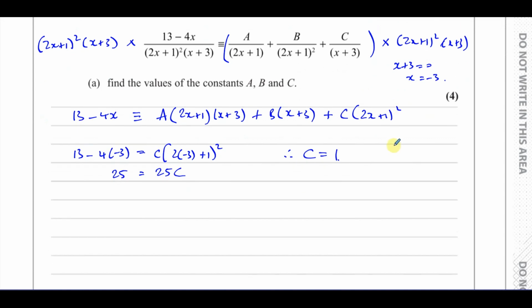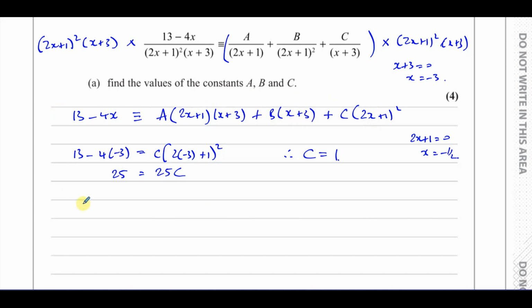Similarly, we can also think about what makes this other bracket 0, 2x plus 1. So what makes 2x plus 1 become 0? Well, that's when x equals negative a half. So if I substitute negative a half instead of x, then the bracket which has 2x plus 1 will become 0, and I'll be left with just this b bracket.